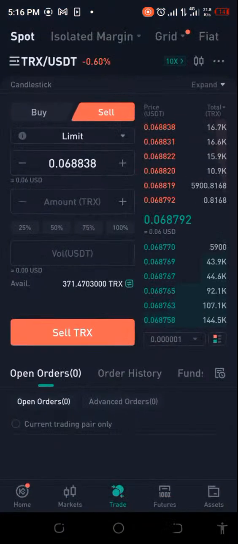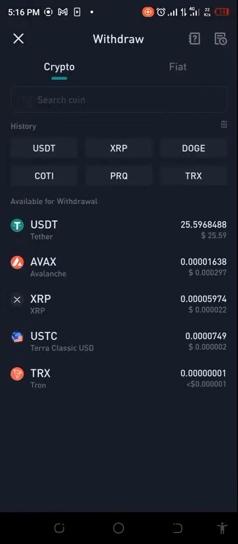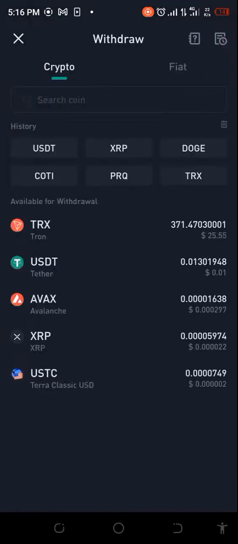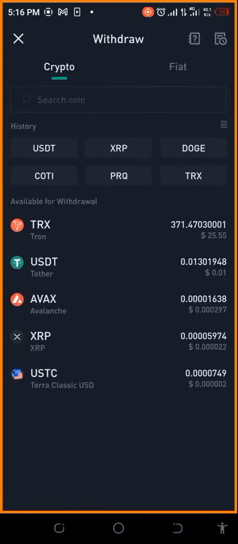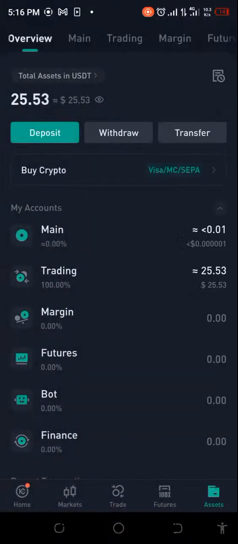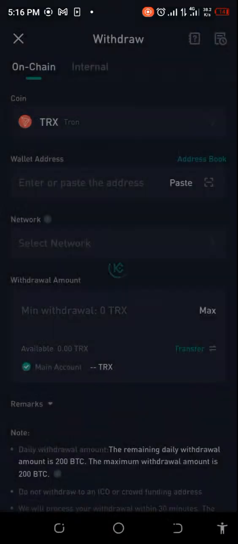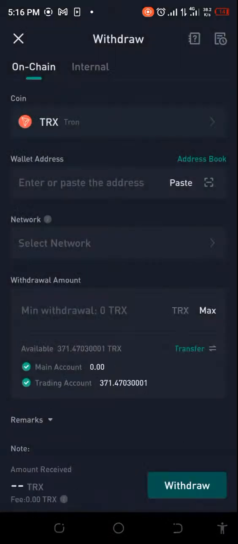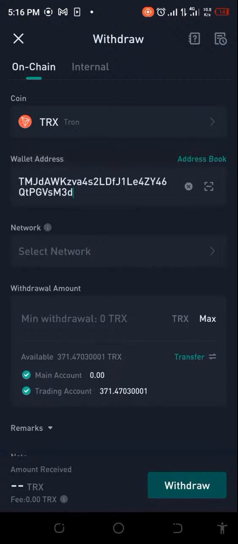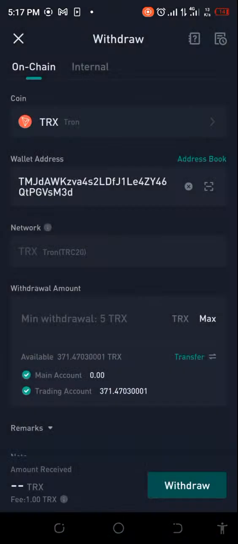All right, so that's what we're doing right now. So we're withdrawing from here, we're withdrawing TRX. You can see it already has everything there. Okay, we're taking everything over. No, this is what I want. I'm withdrawing this and I'm clicking on this, and then we'll now put in the address, the wallet address. The network is TRC20, obviously.